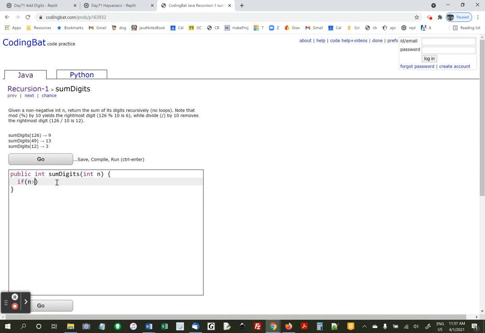So if n, but I'm going to do it backwards. If n is greater than 9, then we're going to return n mod 10 plus sum digits of n divided by 10. Otherwise, we're going to just return n.